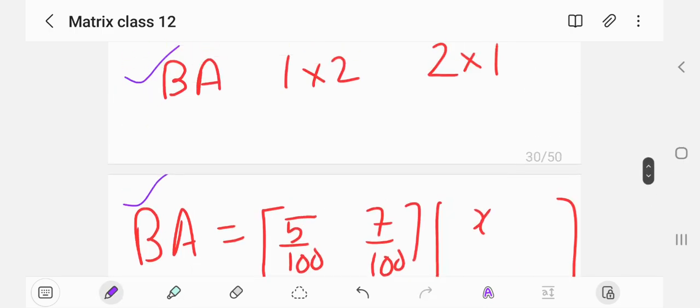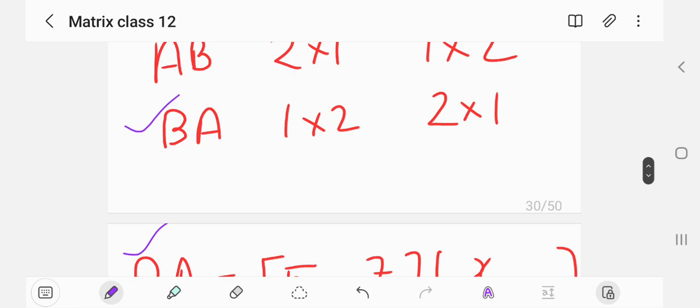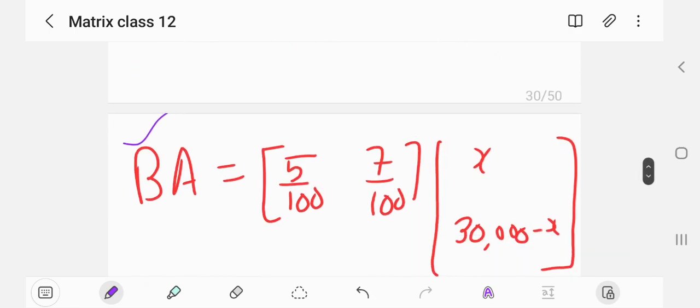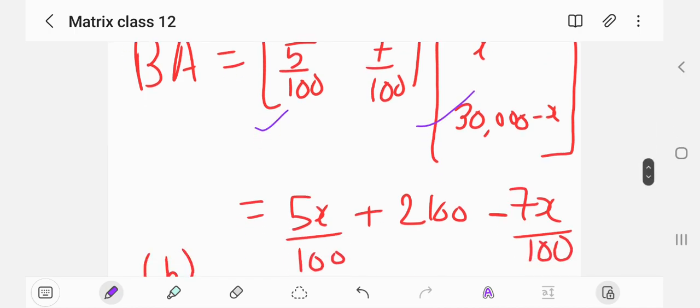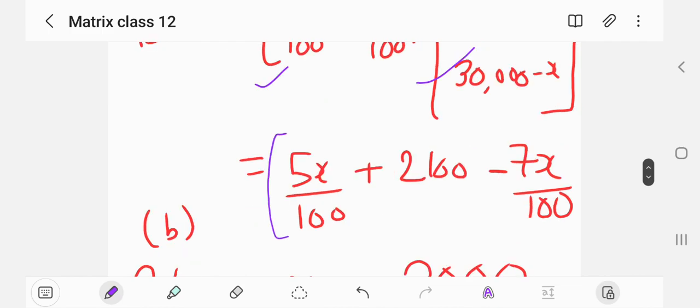After understanding BA, we will also try to multiply AB, and let's see what will happen. First, let's see what value of x we get after multiplying BA. Here is the B matrix, here is the A matrix. I have multiplied the matrices and reached this matrix. This is one single entry.